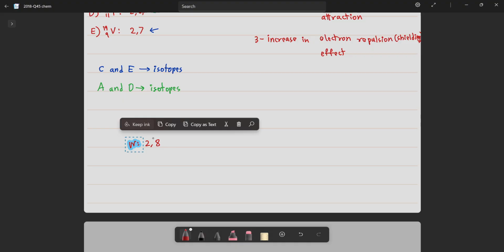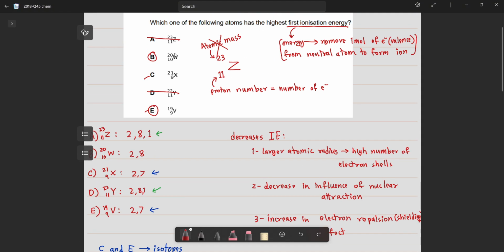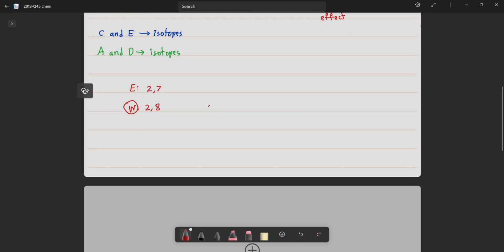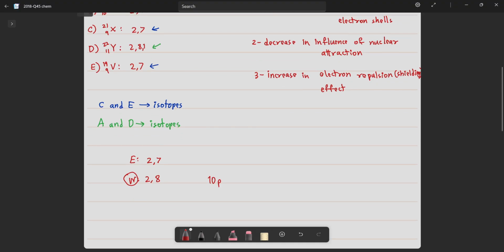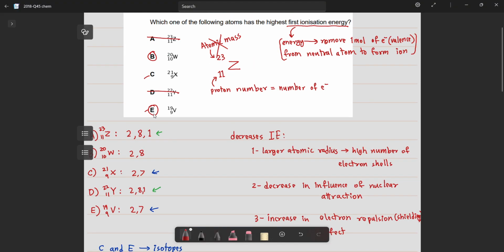Why is that? Because it has a higher number of protons. It has 10 protons, but this atom E has only 9 protons. Although the atom W has more electrons, the number of electron shells is the same in both. Both have 2 electron shells, but W has a higher number of protons. So W has the highest first ionization energy.